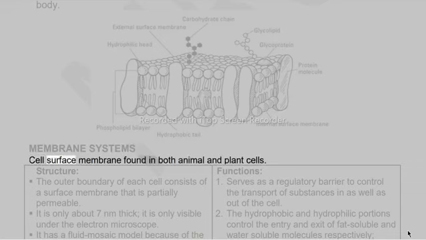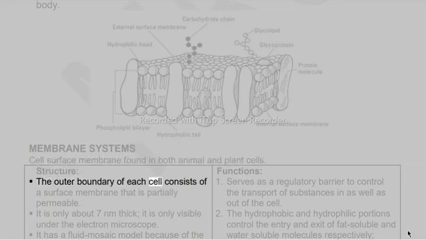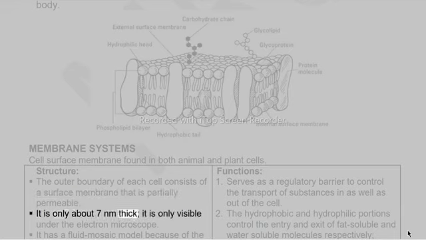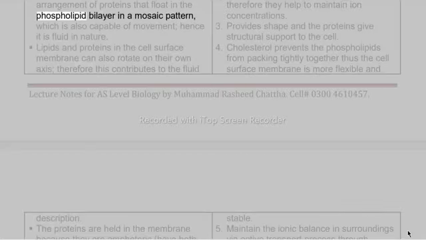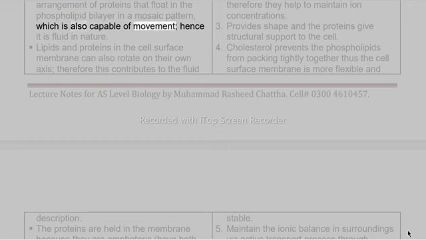Membrane system: the cell surface membrane is found in both animal and plant cells. Structure: the outer boundary of each cell consists of a surface membrane that is partially permeable. It is only about 7 nanometers thick. It is only visible under the electron microscope. It has a fluid mosaic model because of the arrangement of proteins that float in the phospholipid bilayer in a mosaic pattern, which is also capable of movement, hence it is fluid in nature.